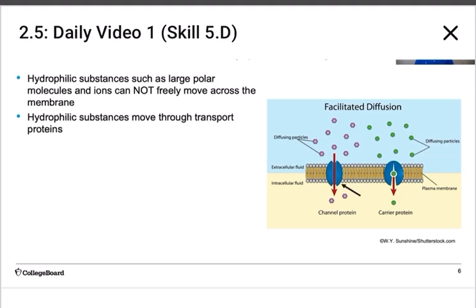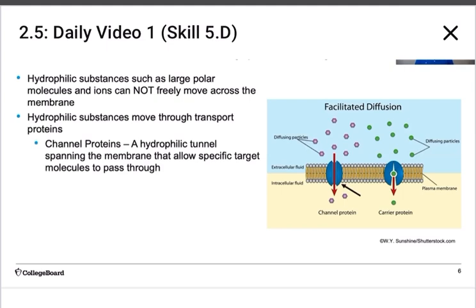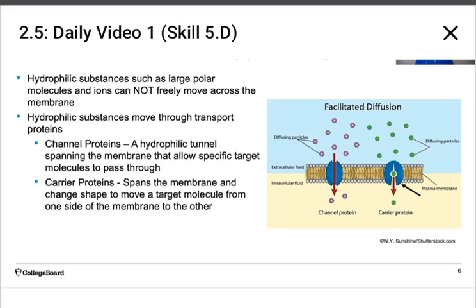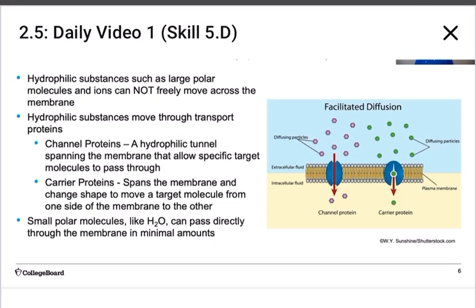There are two types of transport proteins. First, a channel protein, which is a hydrophilic tunnel spanning the membrane that allows specific target molecules to pass through. The second is a carrier protein, which spans the membrane as well and changes shape to move a target molecule from one side of the membrane to the other. Small polar molecules, like water, can pass directly through the membrane in minimal amounts, but it's really, really small.